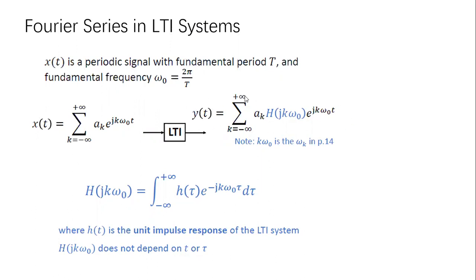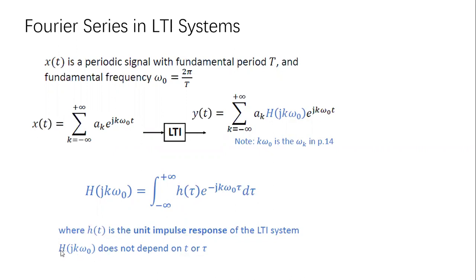then we obtain an output signal. It also has a Fourier series, and the Fourier series coefficients are ak times H of jk omega zero. And the expression of H of jk omega zero is an integral. This is called the frequency response, and it is an infinite integral, h of tau exponential minus j omega zero tau d tau. h of t or h of tau here is the unit impulse response of the LTI system.